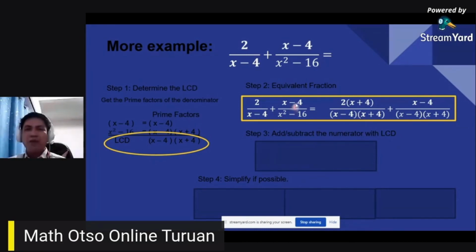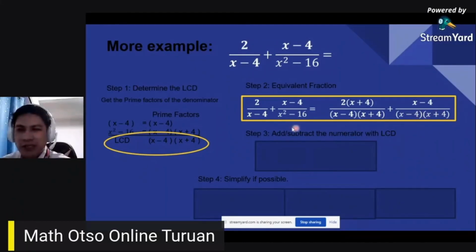Plus, etong pangalawa. Again, the LCD is x minus 4 times x plus 4. Guys, pag ito'y tinimes nyo, ang lalabas ay x squared minus 16. Ibig sabihin, canceled out na to, kasi isa lang yan. So, that is equal to 1 times x minus 4. So, the result will be x minus 4. Kaya, ito lang rin yun. So, now, this will be the equivalent fraction.